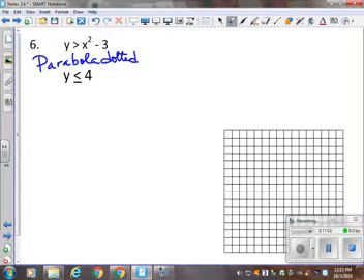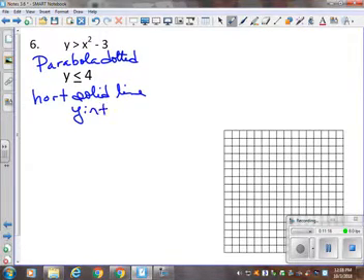And then on this one, you said horizontal line, dotted or solid? Solid. Oh, you said solid. I'm writing dotted. Solid line. So for this one, you have a y-intercept of 4 because that's the only thing you have is all 4s, right? For this one, you have to make a table.